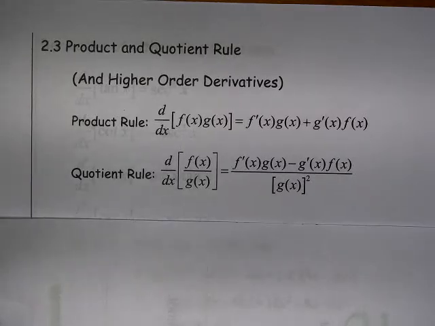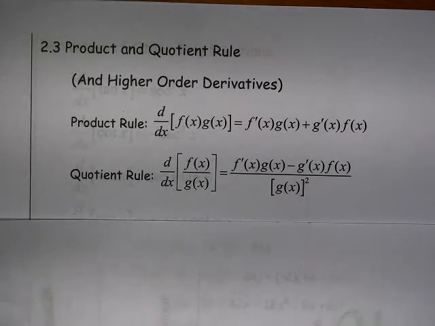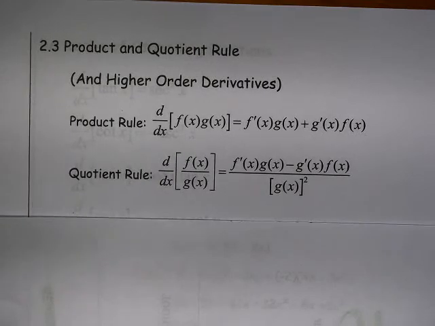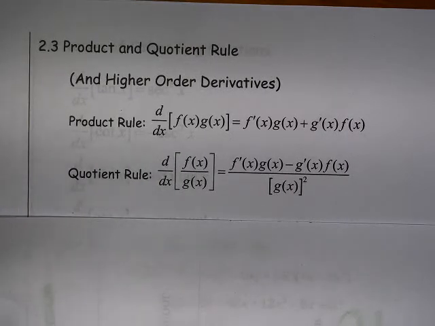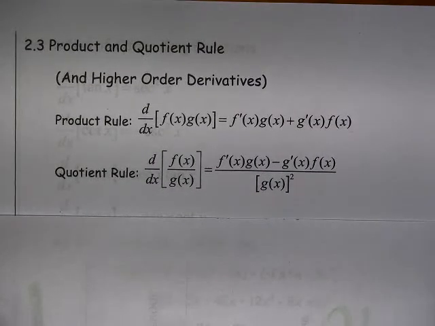Section 2.3, we're talking about the product and quotient rule, and we're going to finish off talking about some higher order derivatives: the second derivative, third derivative, fourth derivative, and so on. When we talk about the product and quotient rule, we're really starting to get into more difficult derivatives.